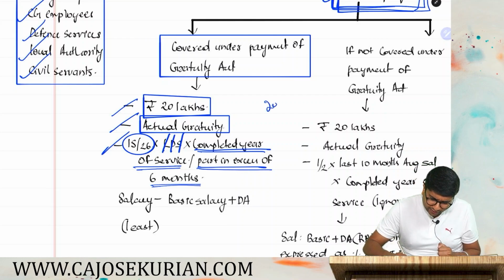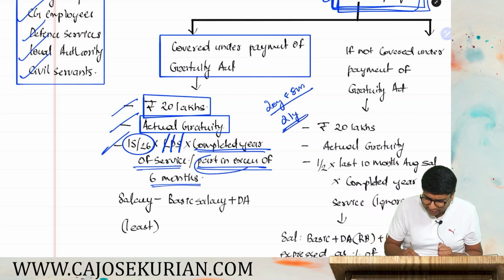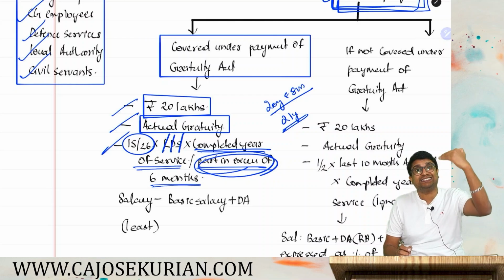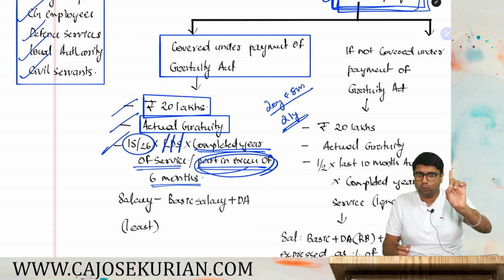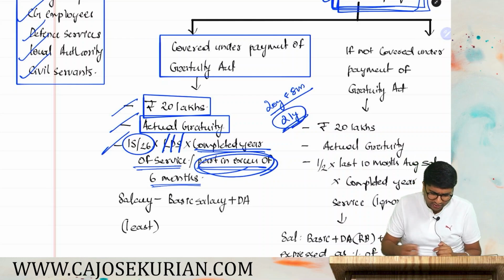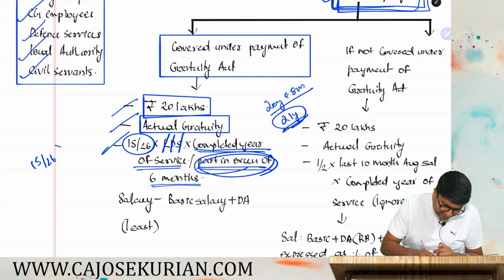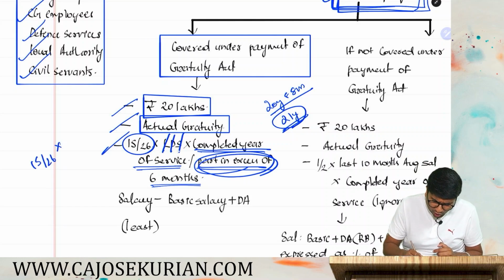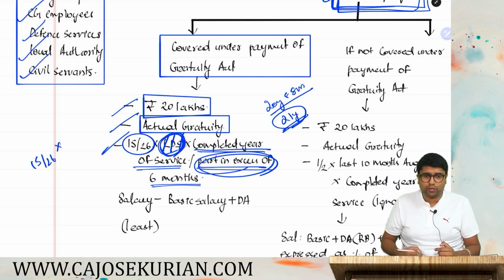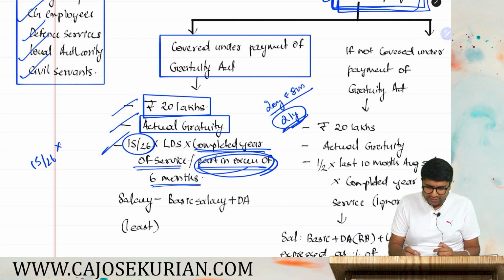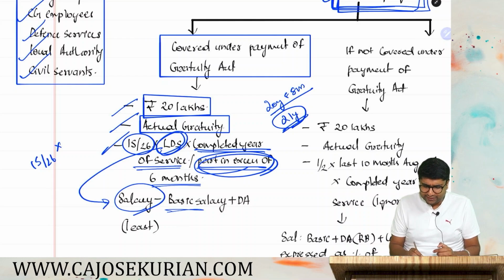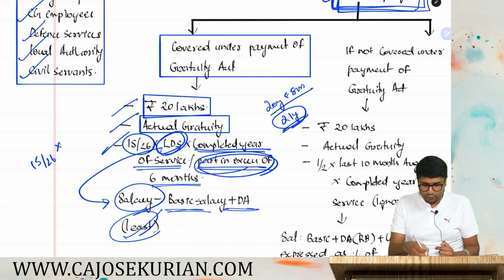Say if you have worked for 20 years and 8 months in a company, you can consider it as 21 years, because whatever fractional months you have that are in excess of 6 months have to be counted as one full year. So you can take 21 years. So 15 by 26 into last drawn salary. What is this last drawn salary? LDS means what, friends? Last drawn salary. That's the definition for the salary. That means last drawn basic salary plus Dearness Allowance. That is the lower of these 3.